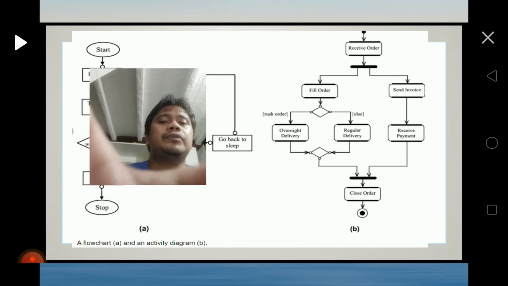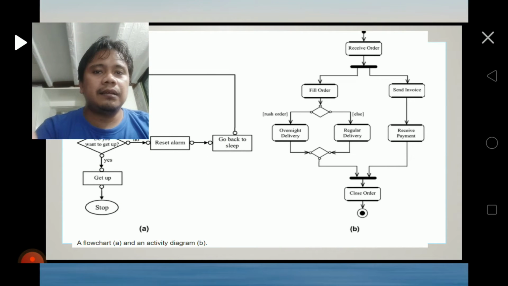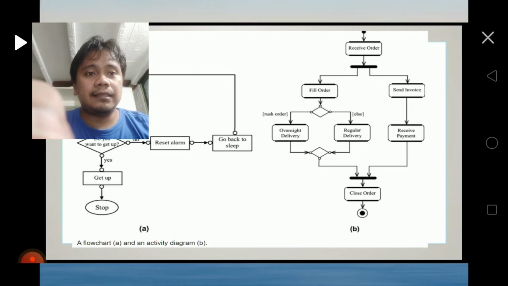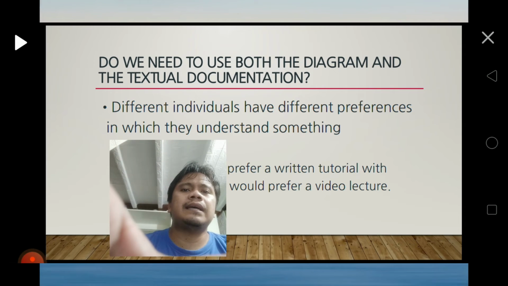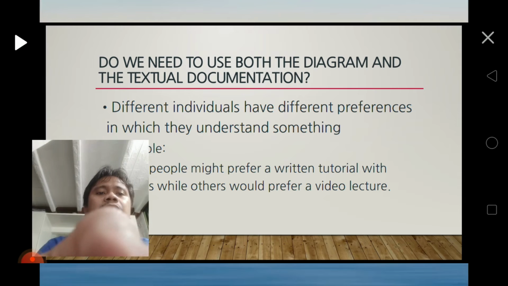So let's proceed. My camera is dancing here. Okay, there is a question raised: do we need to use both the diagram and textual documentation?